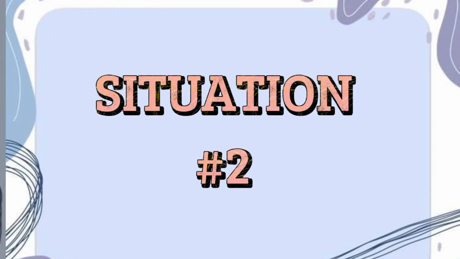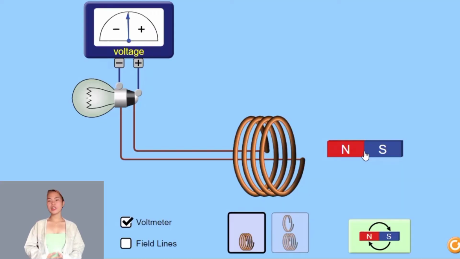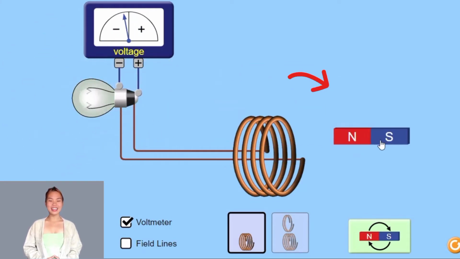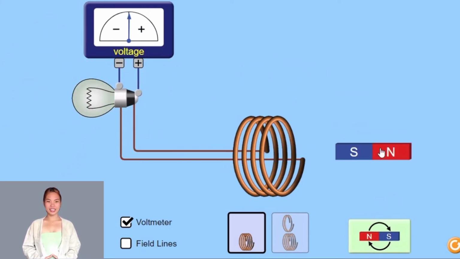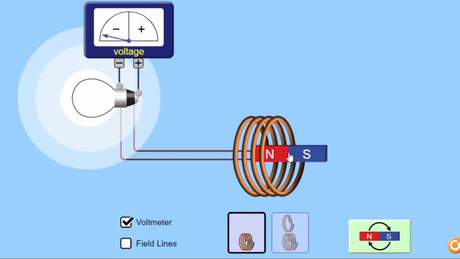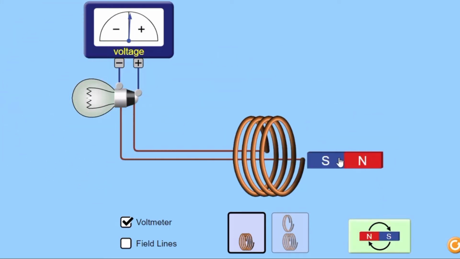Now, let's move on to situation number 2. Make sure to enable the voltmeter first, then move the north side of the magnet into the right side of the coil and exit the magnet on the left side. Repeat with the south side of the magnet. Observe what happens. So what happens to the movement of the voltmeter as you exit the north and south side of the magnet from the coil?